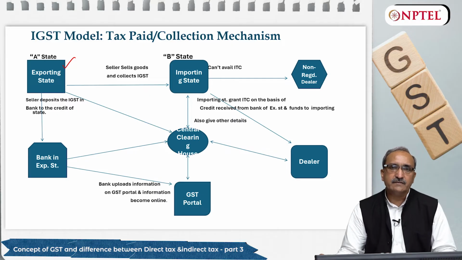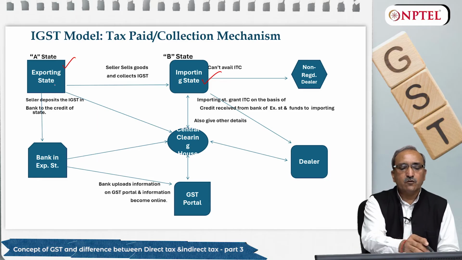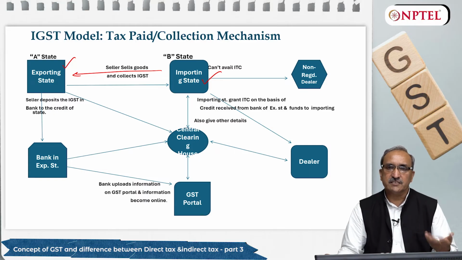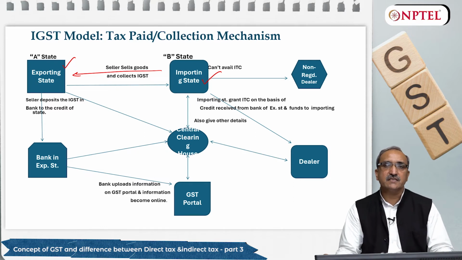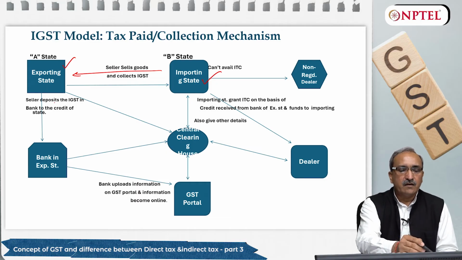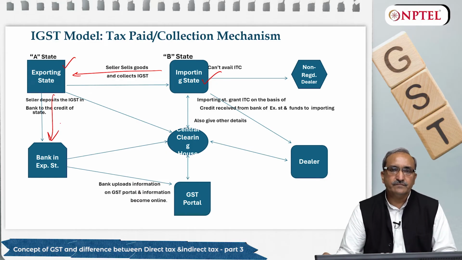This is the seller and this is the buyer. The buyer will purchase goods from A and will pay the supplier the value of goods along with taxes. If it is an intrastate transaction, obviously CGST and SGST will be levied and paid. And if it is an interstate transaction, then IGST will be paid. The seller will deposit taxes to the bank with the complete details, where he sold the goods and to whom he sold the goods.